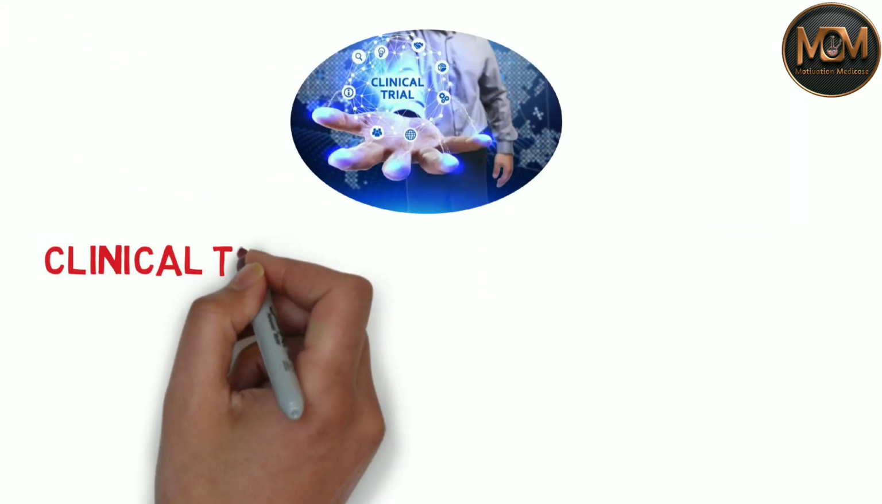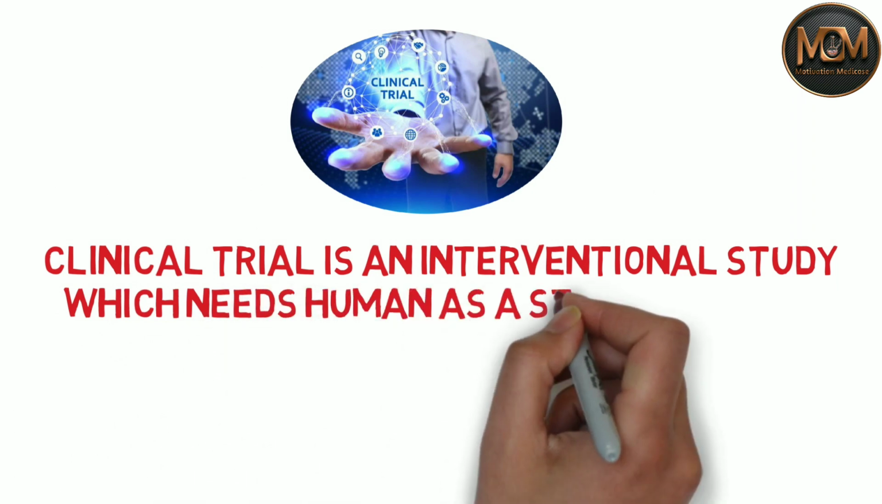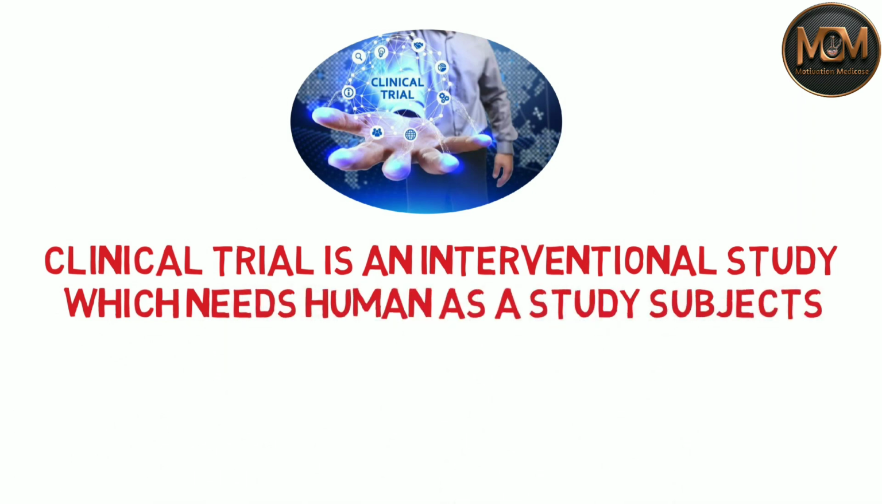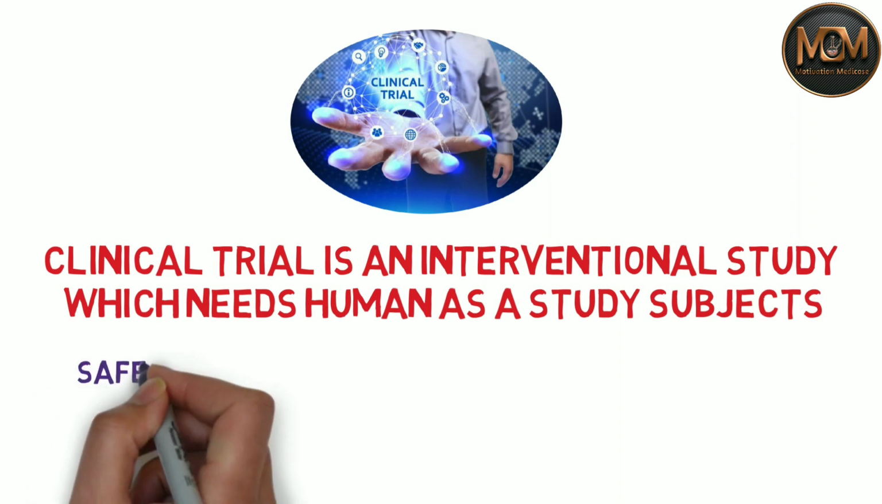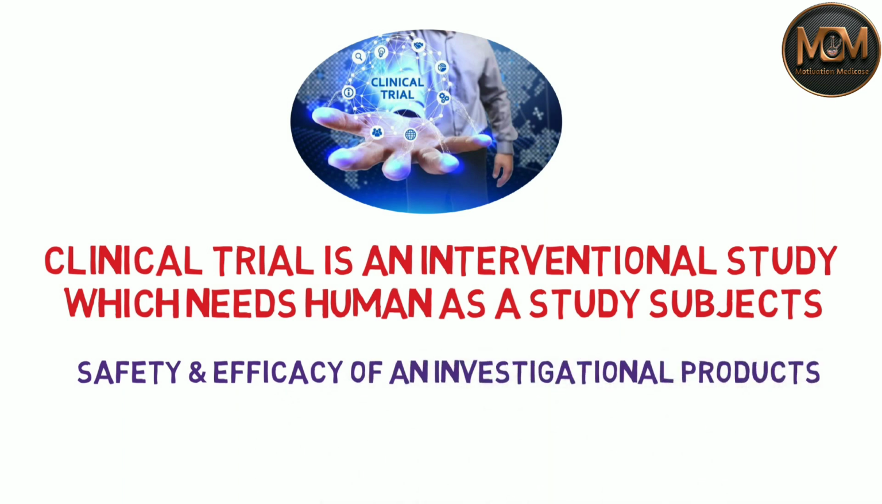Clinical trial is an interventional study which needs human as study subject. They can be healthy, volunteer or patient as well. So the reason behind these trials is to test the safety and efficacy of an investigational product. So the clinical trials occur in number of stages known as the phases. Each phase has its own objective and specification. Now let's start with the phases of clinical trial.